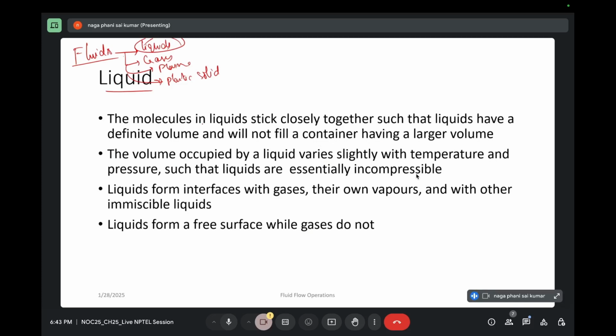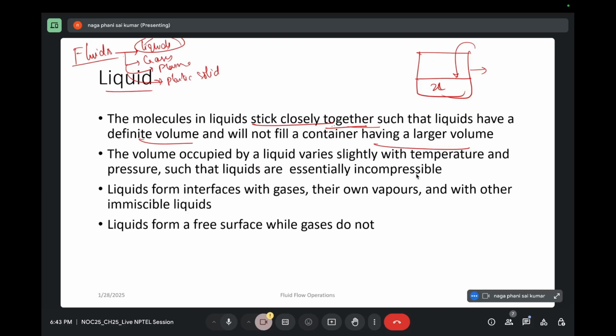So in liquids, molecules stick closely together, such that the liquid has a defined volume and will not fill a container having a larger volume. If you take a 5 liter beaker and fill it with 2 liters of liquid, it will be occupying only 2 liters, right? It will not be occupying the entire space of a 5 liter container. Because the molecules of liquid stick closely together, they have a defined volume, unlike gases, which we will see in a short time.